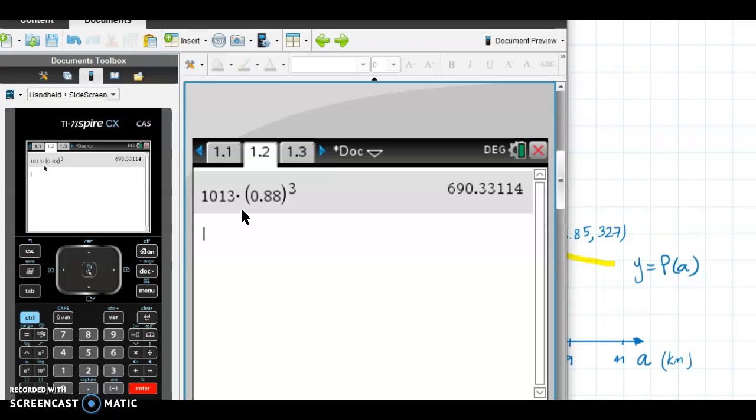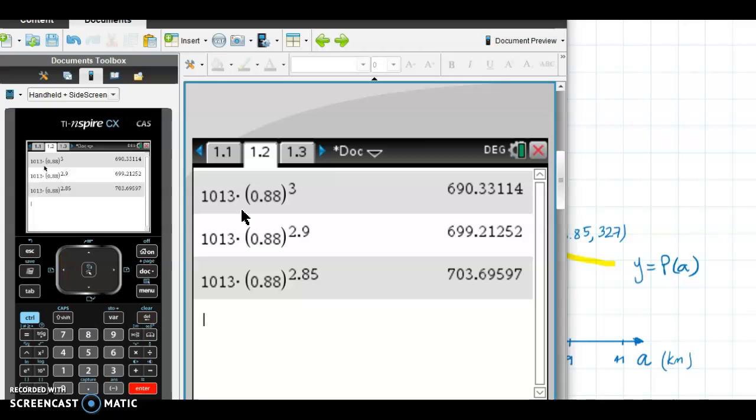I wanted to get 700. That means that if I want to get 700, I should try with a number that is smaller than 3, because the function is decaying. So I'm going to try that. I copy this so I don't need to write it again. I'm going to try with 2.9, and that's very close to 700, right? It's not 700 yet. It's still too small. So if I want to get 700 correct to 3 significant figures, I'm going to have to try with a number that is a little bit smaller than 2.9. So let's try with 2.85.